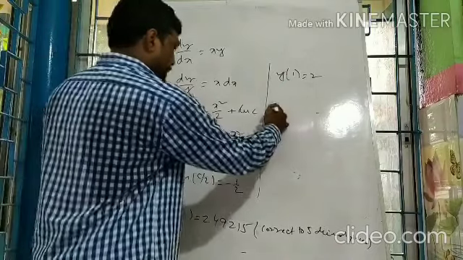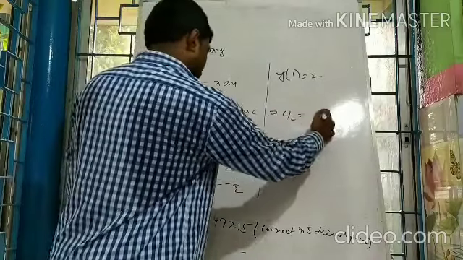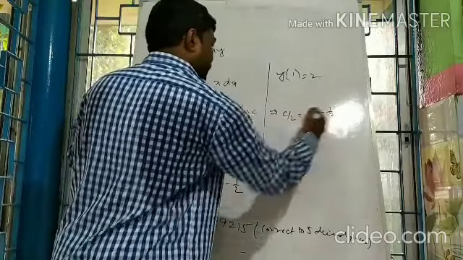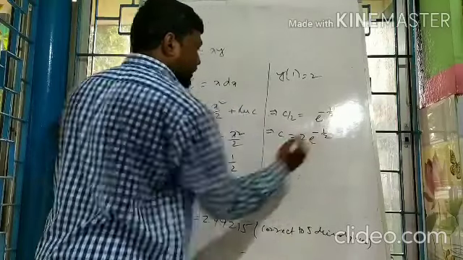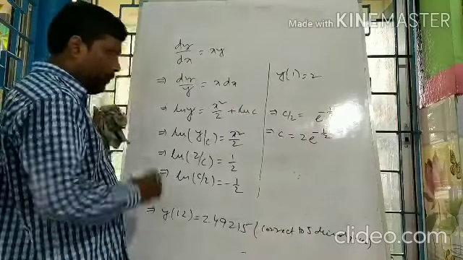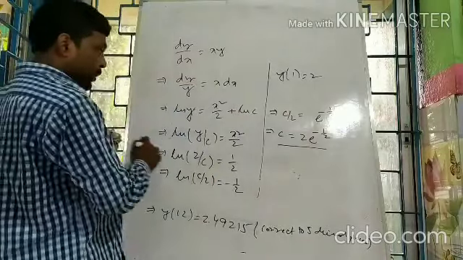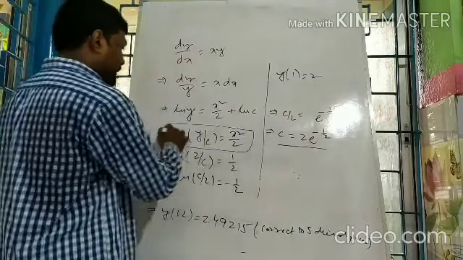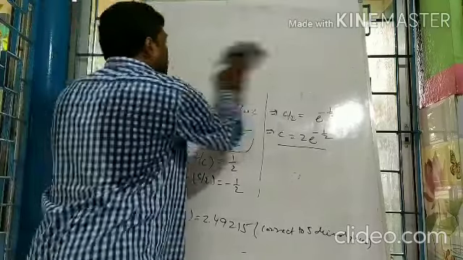That is c by 2 equals e to the power minus half. So c is 2 into e to the power minus half. Okay, now from this equation, ln(y/c) equals x square by 2.